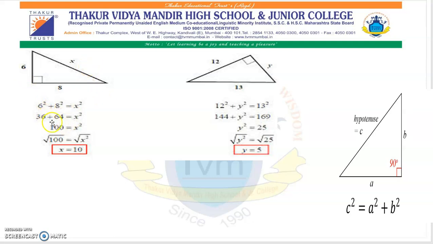Square of 6 is 36. Square of 8 is 64. 36 plus 64 is 100. And 100 is equal to x square. We are going to find the square root of both sides. We get x equal to 10.